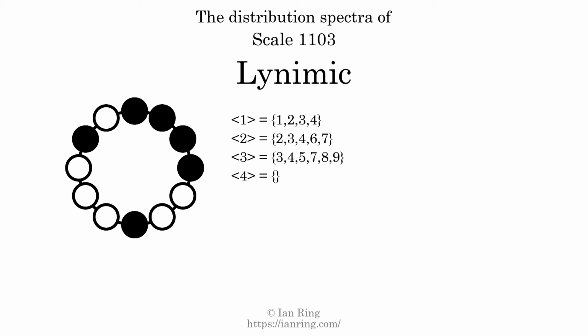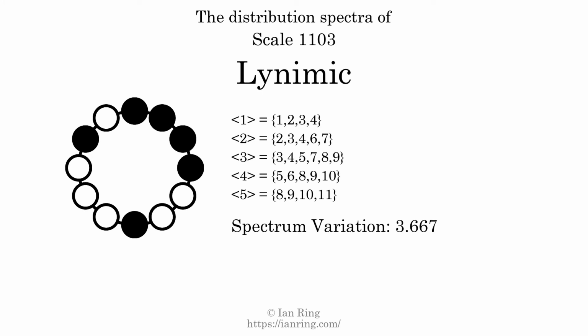The generic interval of 4 scale steps comes in 5 different specific interval sizes: 5 semitones, 6 semitones, 8 semitones, 9 semitones, and 10 semitones. The spectrum width of this generic interval is 5. And finally, the generic interval of 5 scale steps comes in 4 different specific interval sizes: 8 semitones, 9 semitones, 10 semitones, and 11 semitones. The spectrum width of this generic interval is 3. The spectrum variation is the sum of all the widths, divided by the number of tones.